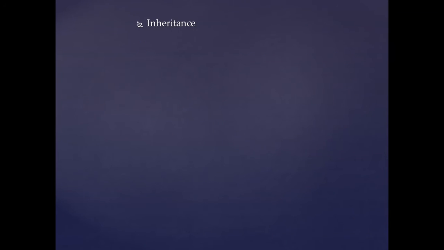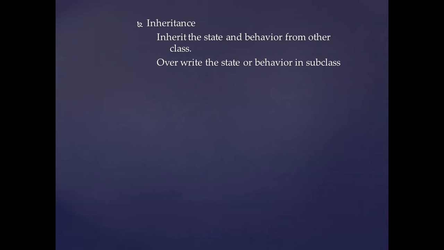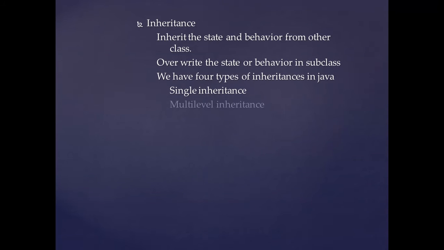So, inheritance. What is inheritance? Inheriting the state and behavior from other classes. So we can override the state and behavior in subclasses also. We have four types of inheritance in Java: single inheritance, multi-level inheritance, hierarchical inheritance, and multiple inheritance. So we'll discuss single inheritance.